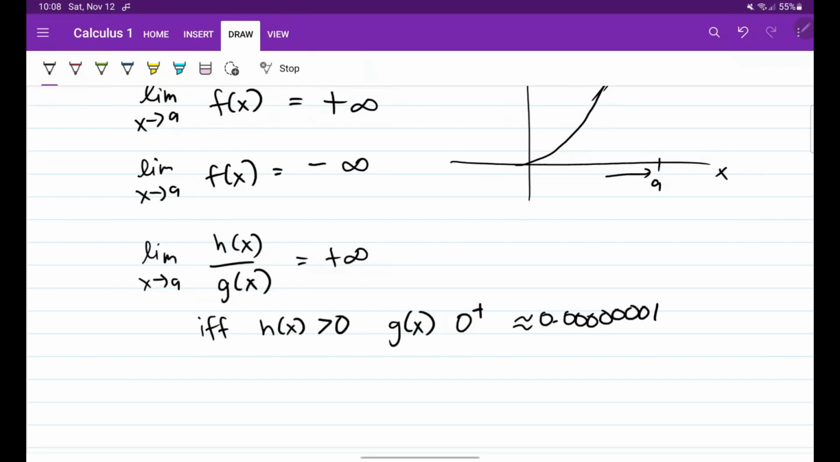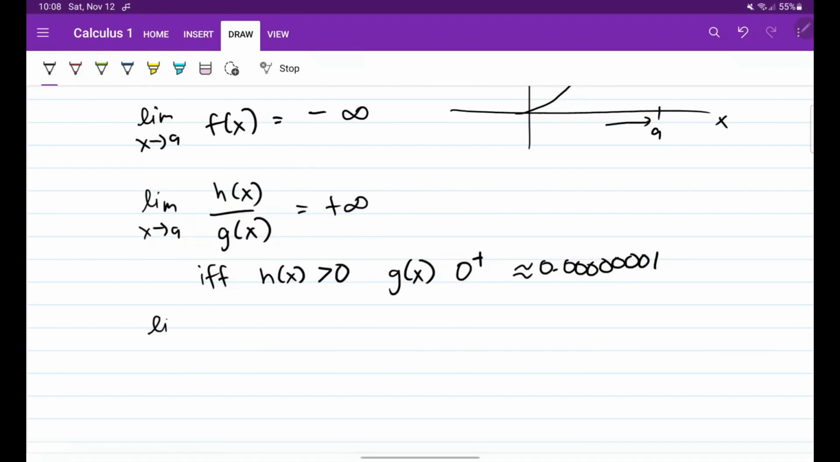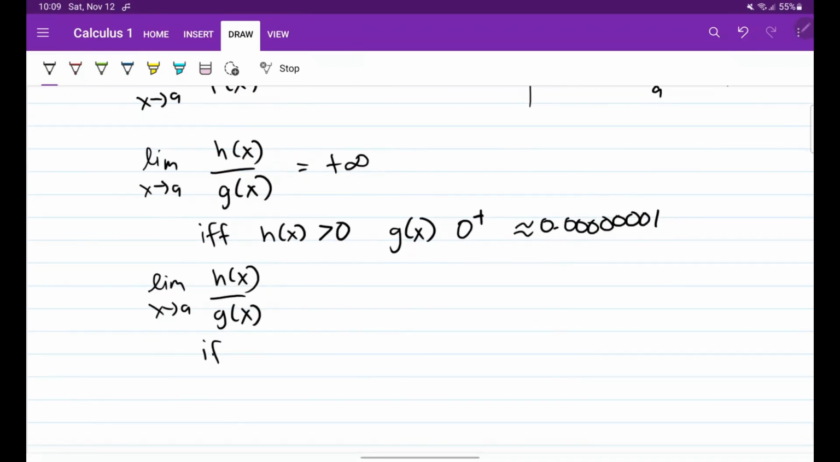And nangyayari, pwede rin siya maging negative. So, limit as x approaches a, h of x over g of x. So, assuming again na h of x is positive and g of x is 0 minus. Okay, so this is mga negative 0.000000. Okay, so bakit natin na sinasabi na this is equal to positive infinity or negative infinity?